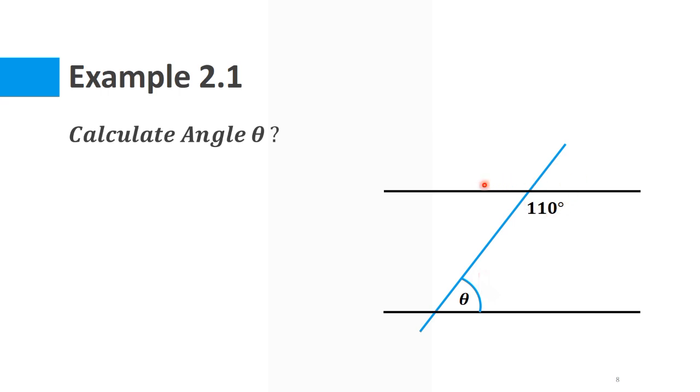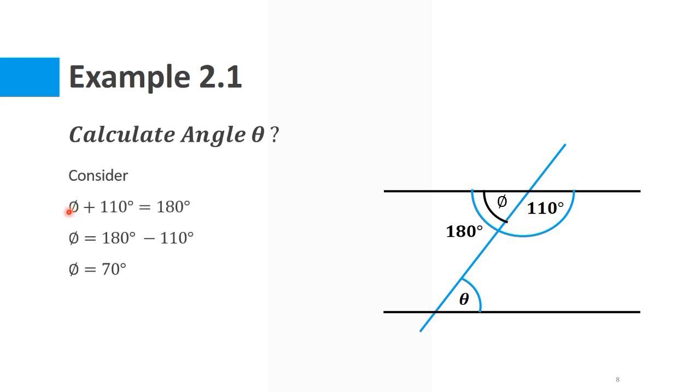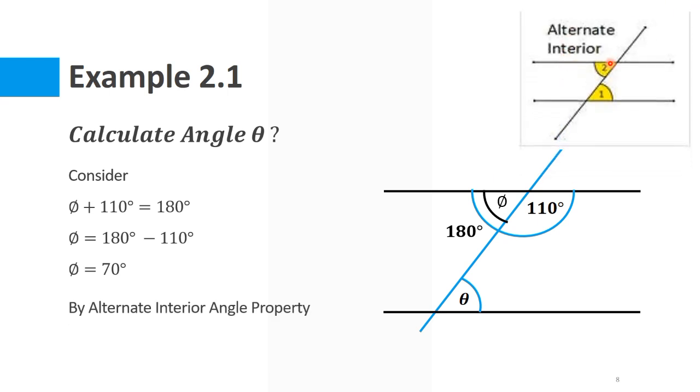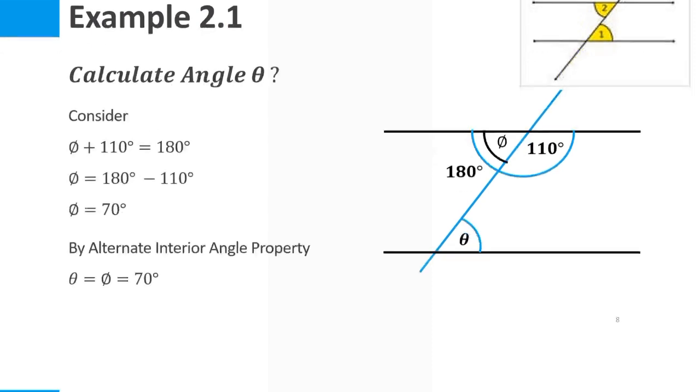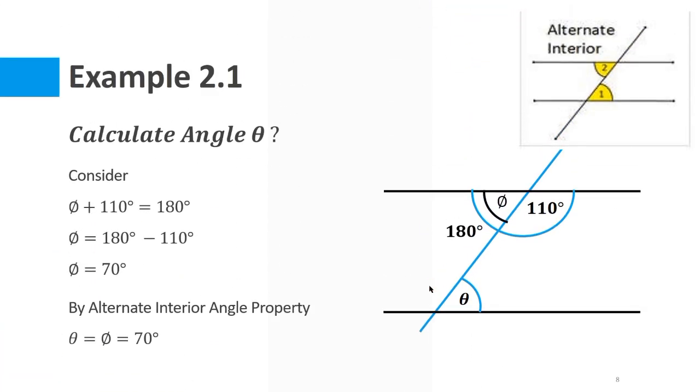So we know that on this horizontal line the total angle is 180 degrees, so we can find this angle phi very easily. So phi plus 110 degrees will be equal to 180 degrees. From this we can find the angle phi, which is 70 degrees. Now by alternate angle properties, we know that these two angles are equal. So this means that this phi angle is equal to this theta angle, and this is 70 degrees. So we have calculated this angle as 70 degrees.